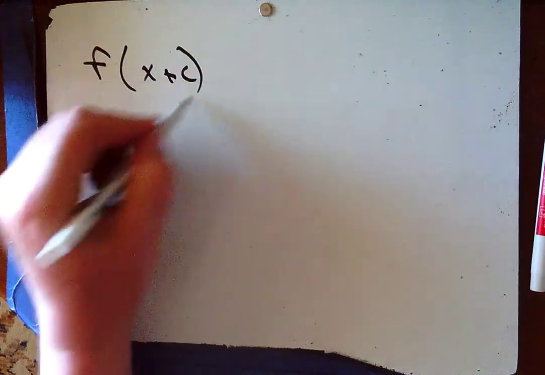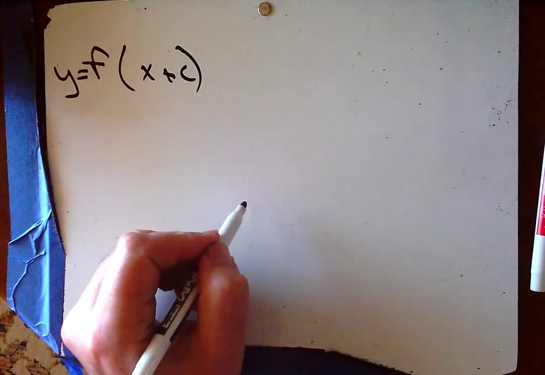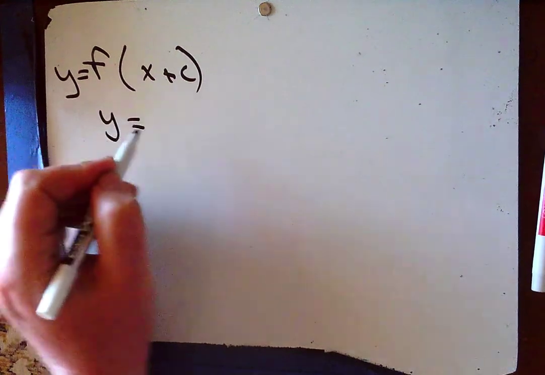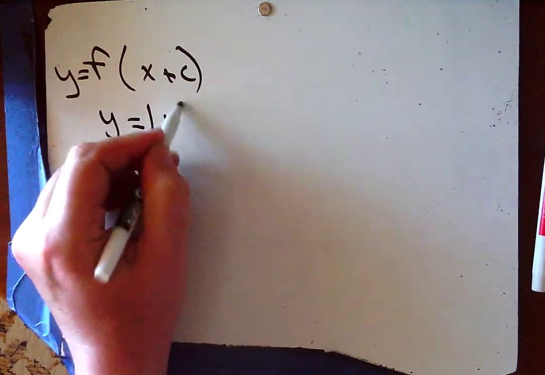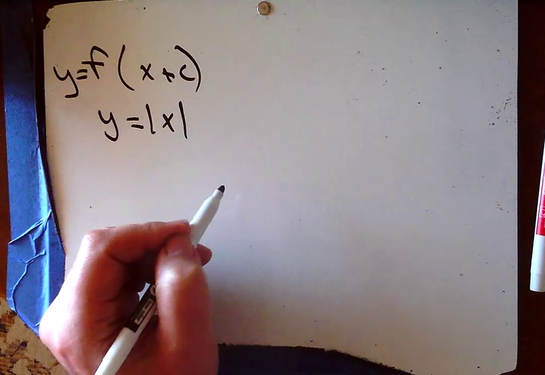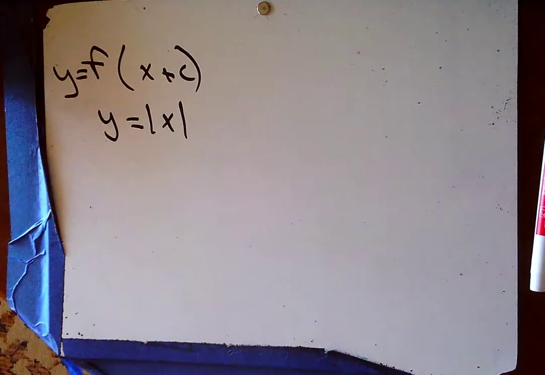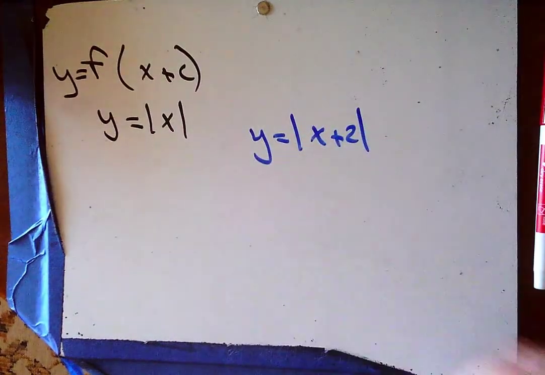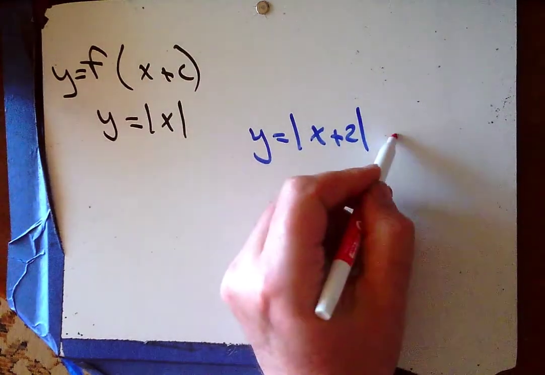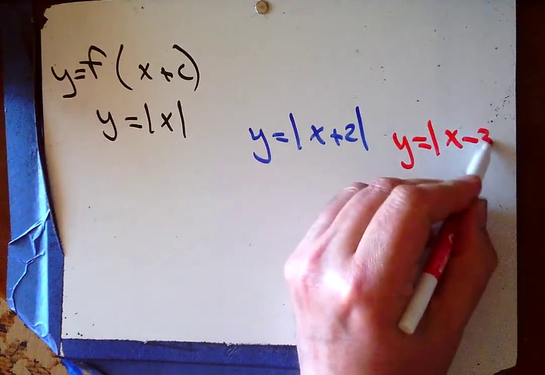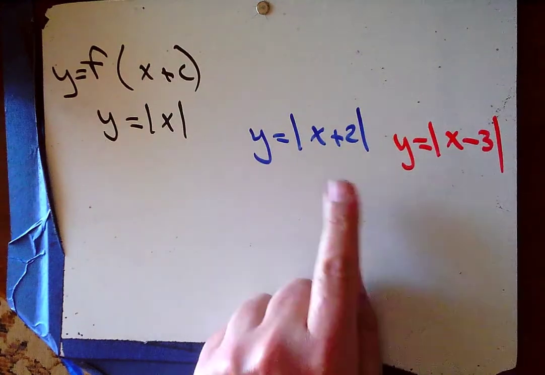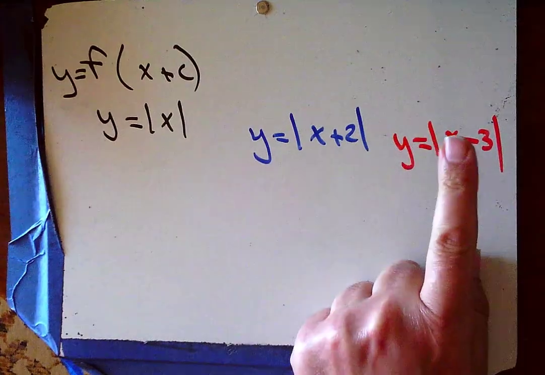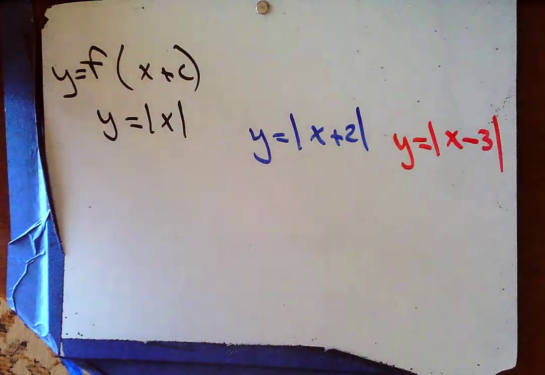Well, what happens if that c value isn't outside of the function, but instead inside of the function? What if we have f of x plus c? What if our function looks like this? So again, I'm going to work with y equals absolute value of x because it's a simple graph and we're pretty comfortable with it. And then I want to look at some transformations of that graph, like y equals absolute value of x plus 2 and y equals absolute value of x minus 3. So now I have a plus 2, but it's inside of the function. I have a minus 3, but it's inside of the function.